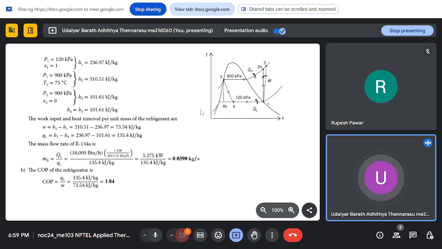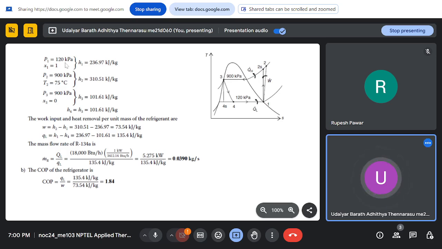So this is your cycle depicted in a TS diagram. 1, 2s, 3, 4 is your ideal cycle, and 1 to 2 is your actual process. So this is 900 kilopascal and 120 kilopascal, which is the first part of the question. There your compressor inlet is at 120 kilopascal and x equals 1, saturated vapor, and the exit is given as 900 kilopascal and 75 degrees Celsius. So with that you can locate state 2.